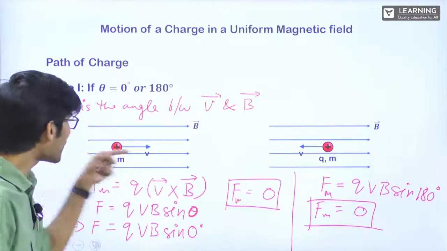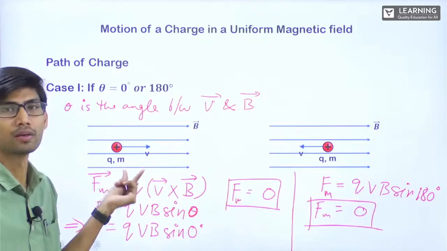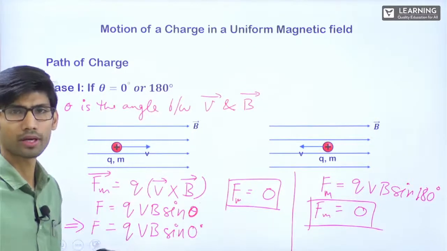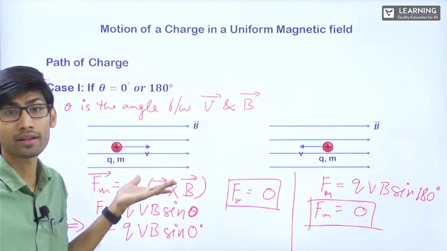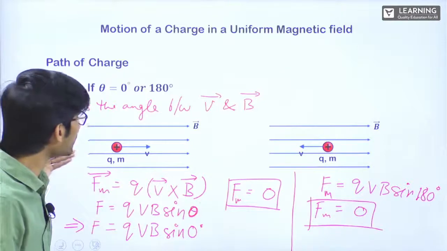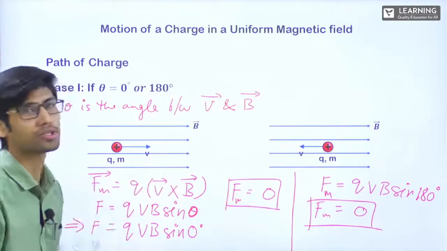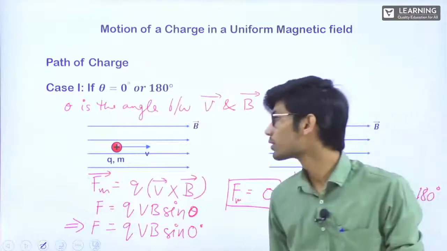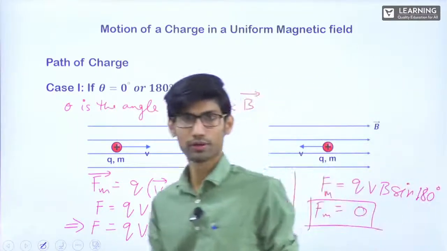So what will be the path? What will be the motion of this particle? It will keep on moving with the same velocity, right? There is no force. That means there is no acceleration. If there is no acceleration, there will be no change in velocity. It will keep on moving with velocity v in the same direction. All right. Got the point? Make a note of it.